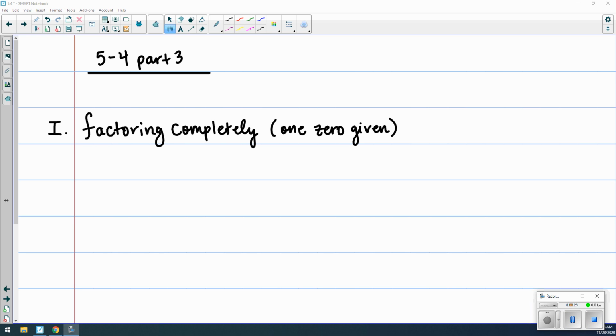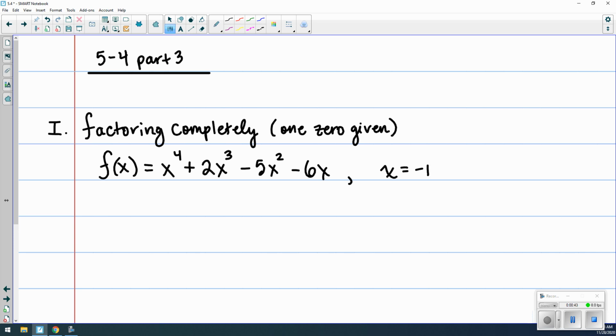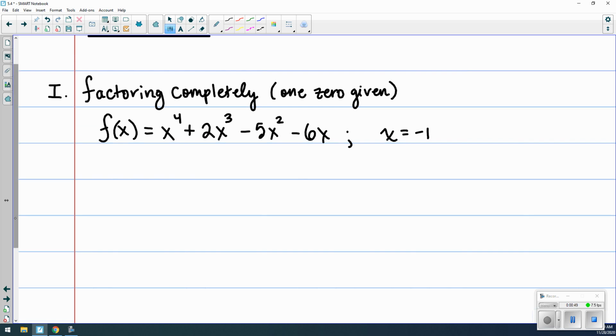So let's say that our function is f of x equals x to the fourth plus 2x to the third minus 5x squared minus 6x. And I'm going to tell you that x equals -1 is our given root or our given 0. So what we can do is, first of all, factor out anything common to all 4 of those terms, and then use synthetic division to knock it down into something more easily factorable.